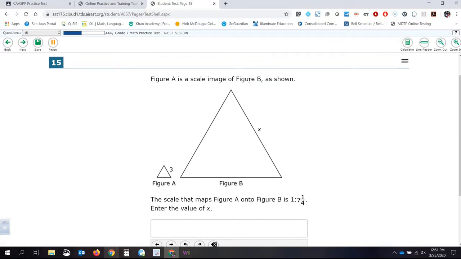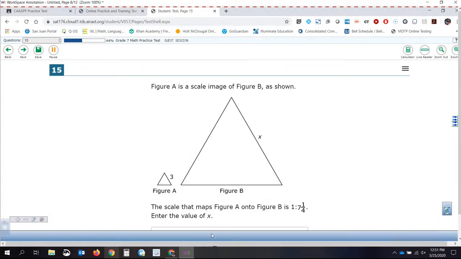Figure A is a scale image of figure B. The scale that maps figure A onto figure B is 1 to 7 1/4. Enter the value of X. All right, so what do we need to do? We need to talk about what it means for something to be a scale image of something else. If I were to ask you to compare these two, you would probably tell me, hey, they are both triangles, and that would be correct.